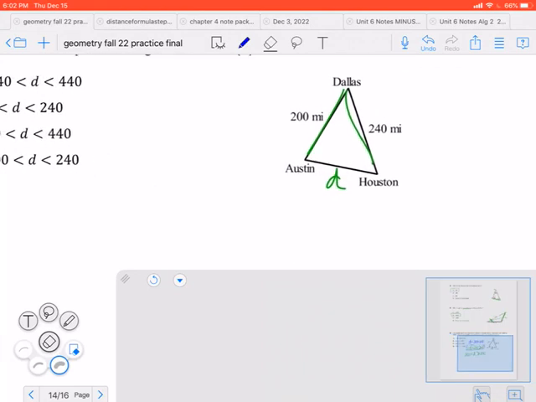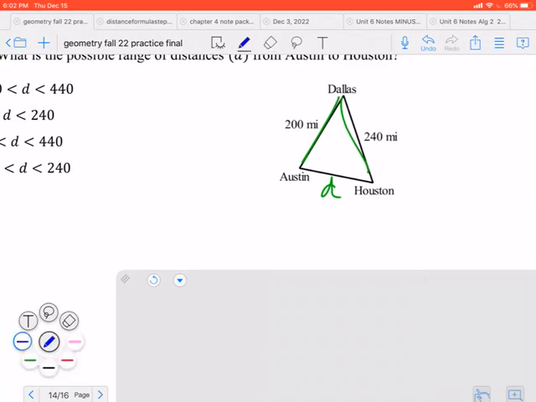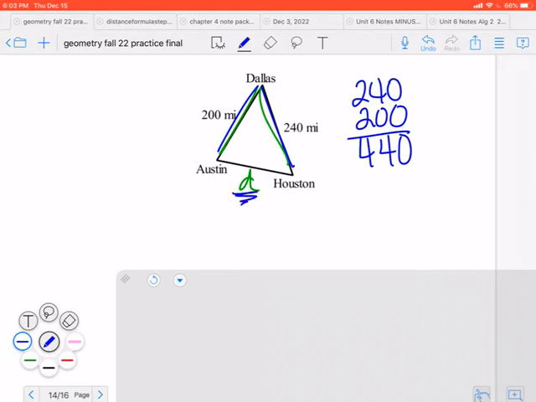So to figure out the third side, what we could do is add the two that we do know. 240 plus 200 is 440, and that gives you the max amount that D is allowed to be. And then we subtract those two, the bigger minus the smaller. 240 minus 200 is 40. So that means 40 is the smallest that D is able to be.